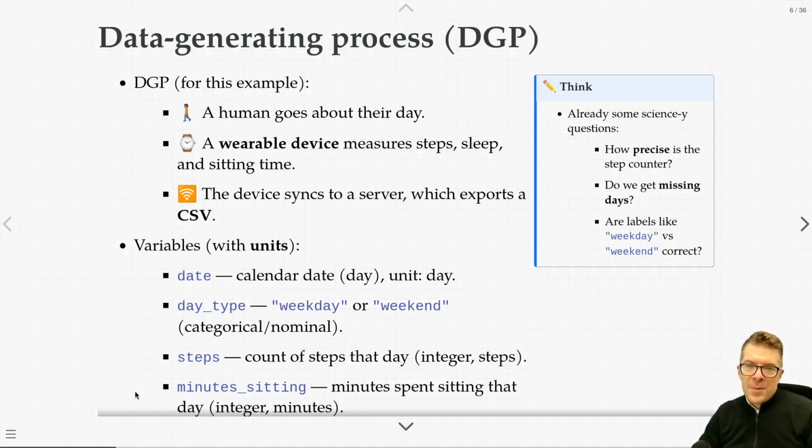We already have some science-ish questions we can ask. So for example, well, how precise is the step counter? So these numbers down here, how much can we guarantee that those are actually measuring things correctly? If the user does not wear their watch one day, so there's a data point in the CSV that's missing, is that meaningful? Or do we actually get days where there's no information for this day?